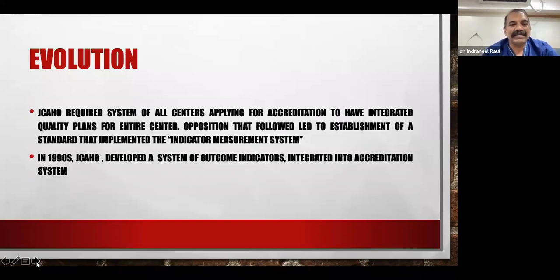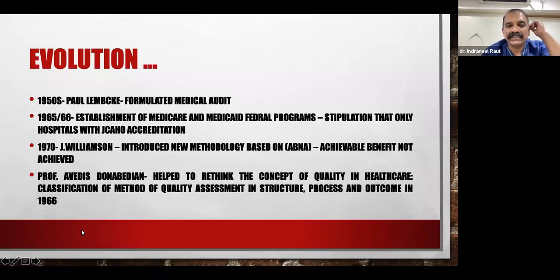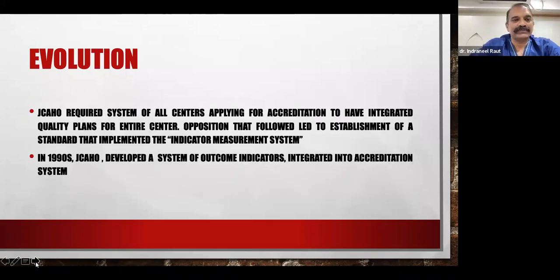Then came the famous Donabedian. Sorry, can you go to the previous slide? Yeah. So he helped to rethink the concept of quality in healthcare, and he classified the method of quality assessment into structure, process, and outcome, as early as 1966.